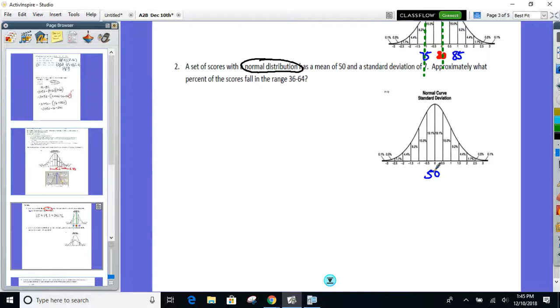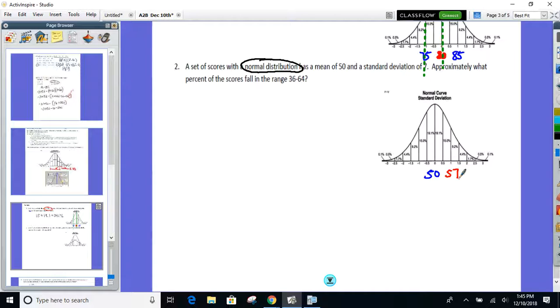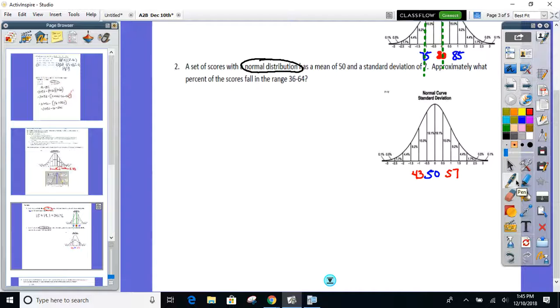Standard deviation of 7. What's the score at 1 above? 57. I add it. And then how do you find the score below? Subtract it. So that's going to be 43. But if I read the problem, I didn't do enough work. Because what am I trying to find? The percent between? Okay, I didn't do enough work. I got to keep going.